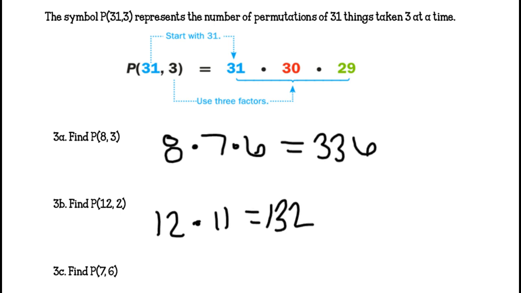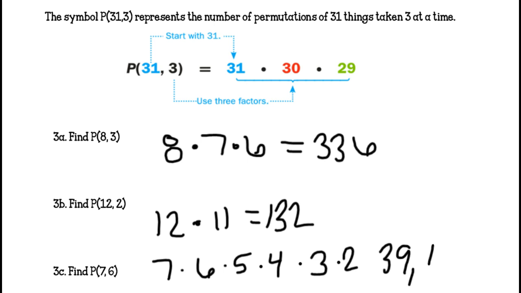And finally, 3C is 7 with 6 factors. And so you take 7 times 6 times 5 times 4, 3, and 2. And that gets you 5,040. Woo!